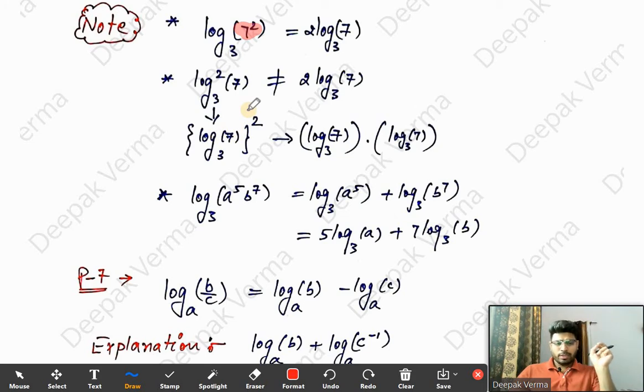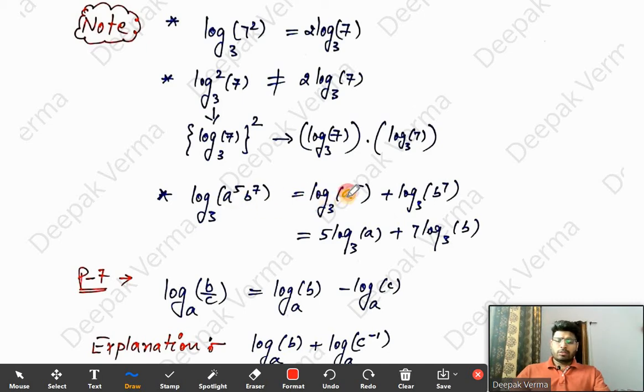Power must be on the argument, then and only then we can apply this property. It should be very clear. Now, log a to the power 5 into b to the power 7 base 3. Then first apply the product property, that is log m into n type.